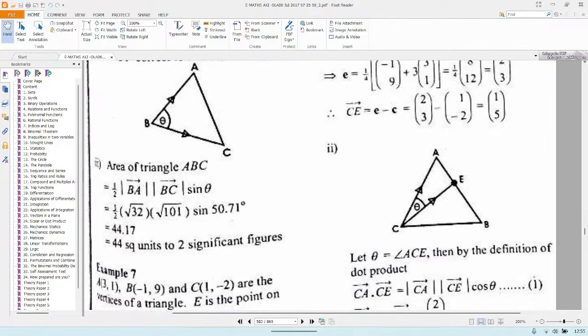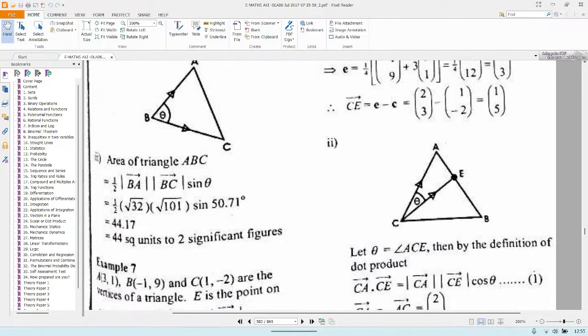Yes. They have 44. We made a mistake somewhere.